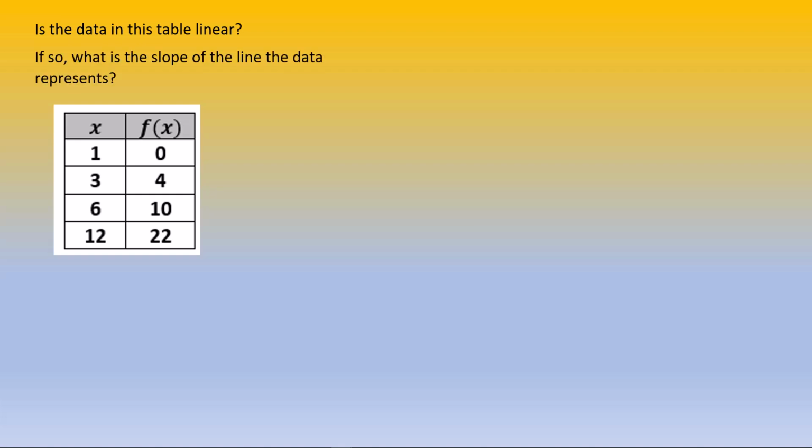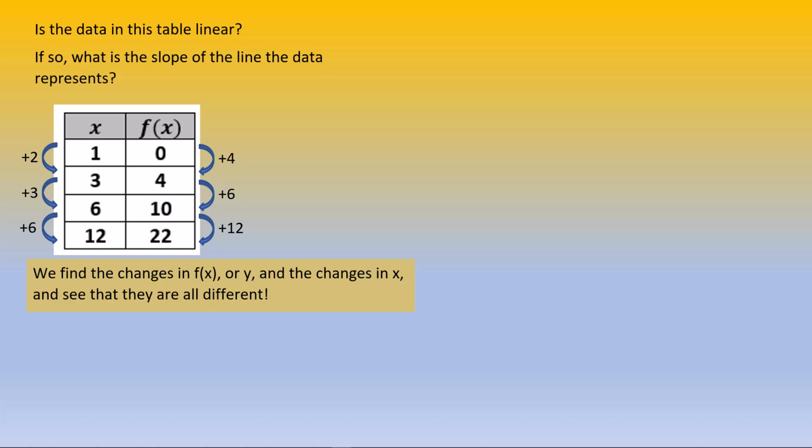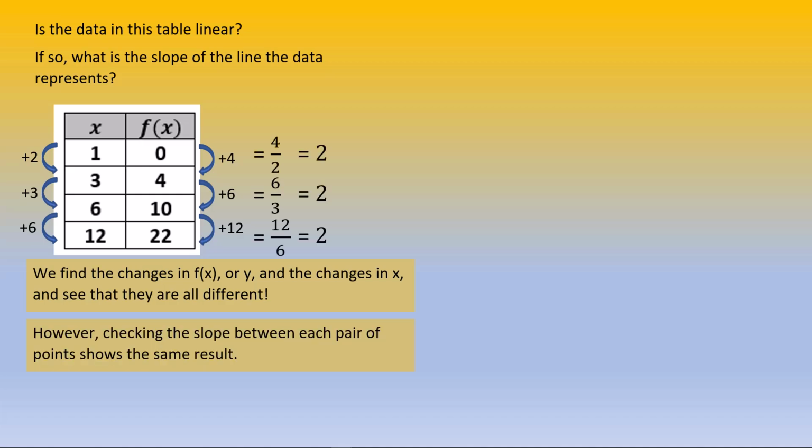Is the data in this table linear? If so, what is the slope of the line the data represents? We find the changes in f of x, or y, and the changes in x, and see that they are all different. Plus 4, plus 6, plus 12 for the y column, plus 2, plus 3, and plus 6 for the x column. However, checking the slope between each pair of points shows the same result.